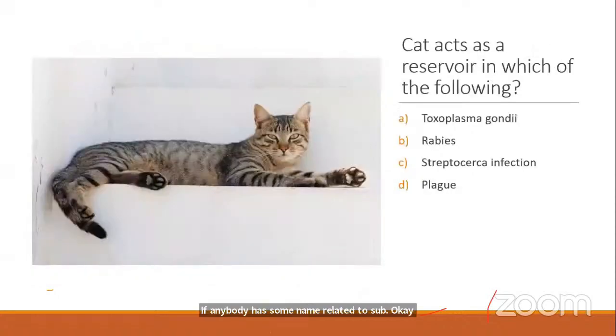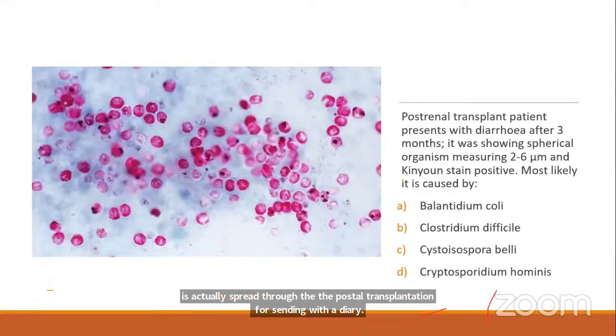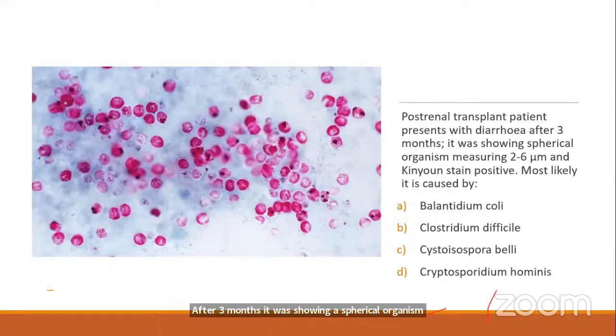So cat acts as a reservoir in which of the following? Yes, it is the same Toxoplasma gondii, wherein it is actually spread through the cats. The post-renal transplant patient presenting with diarrhea after 3 months was showing a spherical organism. Can anybody name what is the type of organism? It is a modified acid-fast stain which is being shown.